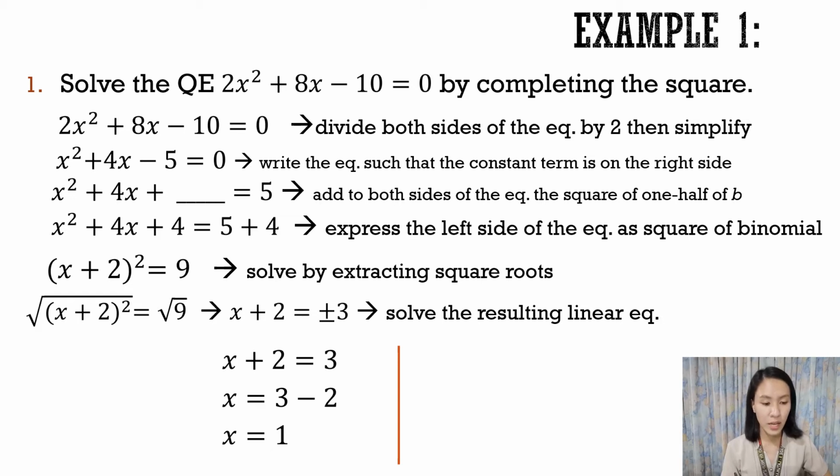So let us have the other value of our x, which is negative 3. So x plus 2 is equal to negative 3. By addition property of equality, transpose or transfer positive 2 to the other side of the equation. So we will have negative 3 minus 2. The result will become negative 5.